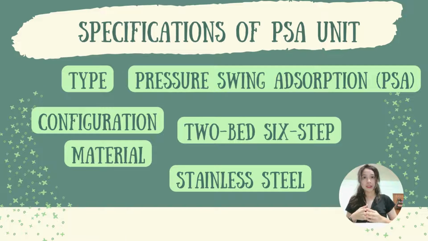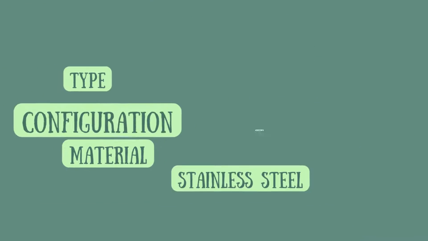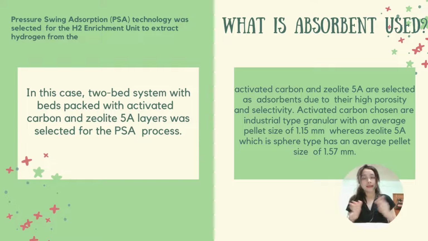For your information, the adsorbent plays a significant role in the adsorption process, and the selection will determine the performance of the separation unit. In the separation of a multi-component gas mixture, two adsorbents are chosen, as a single adsorbent is difficult to use to purify hydrogen due to the presence of several impurities in the mixture. Therefore, activated carbon and Zeolite 5A are selected as adsorbents due to their high porosity and selectivity. In addition, the second adsorbent that we have chosen is Zeolite 5A.